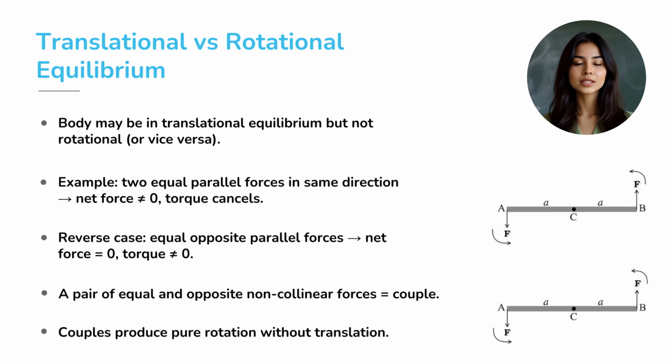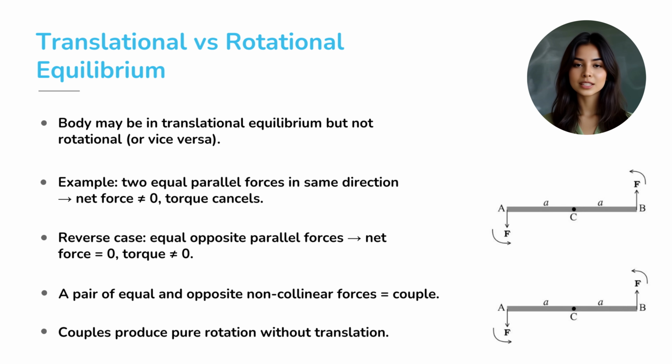But can a body satisfy one condition and not the other? Yes. Imagine 2 equal parallel forces pointing the same way. Net torque may cancel, but the net force is not 0. The body translates but doesn't rotate. Now take 2 equal and opposite parallel forces separated by some distance. Net force is 0, but net torque is not. The body rotates without translating.